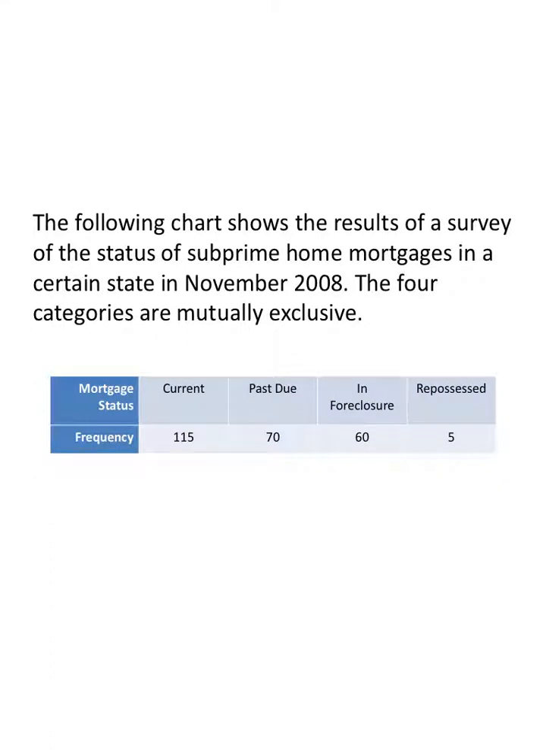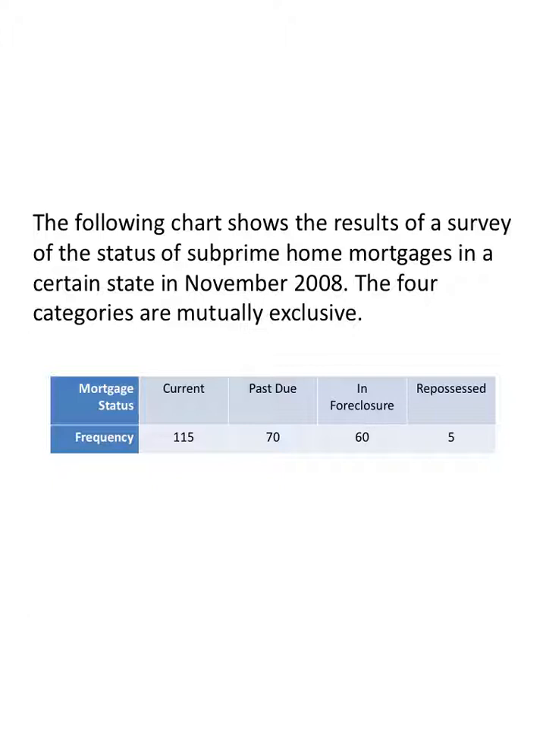The following chart shows the results of a survey of the status of subprime home mortgages in a certain state in November 2008. The four categories are mutually exclusive. So if a house is in foreclosure, we do not consider it to be past due. If it is repossessed, we do not consider it to be in foreclosure. So once it's reached the next stage, there we go.